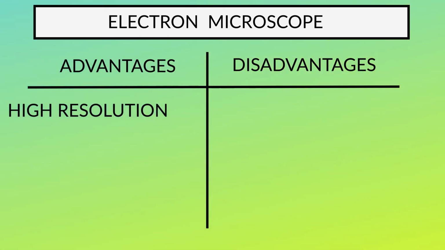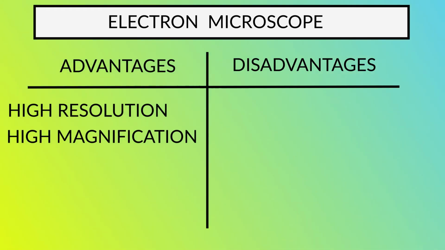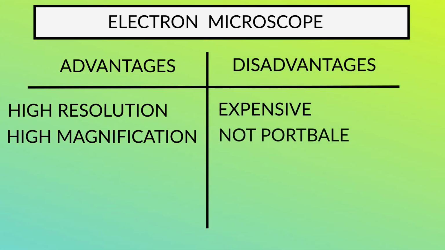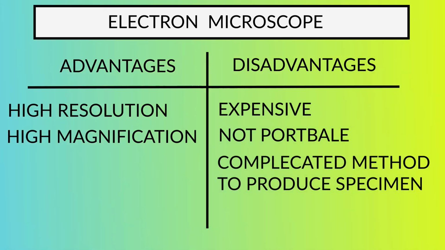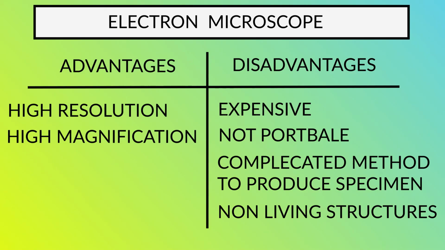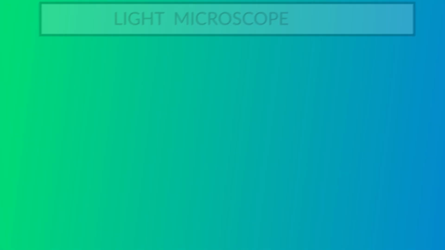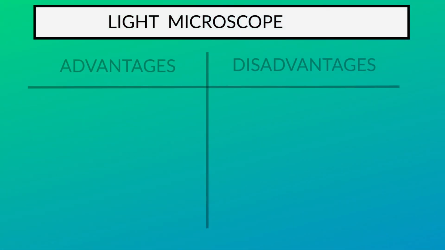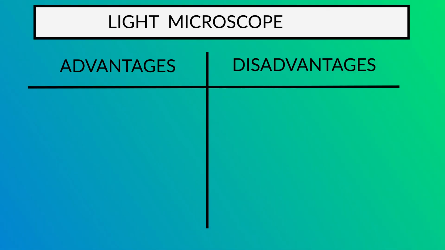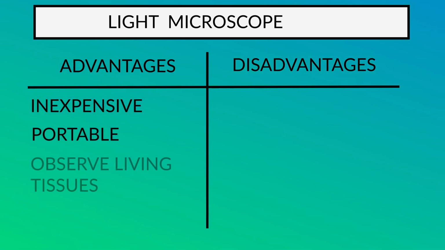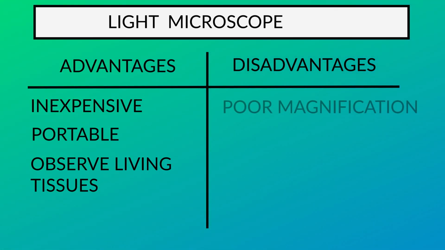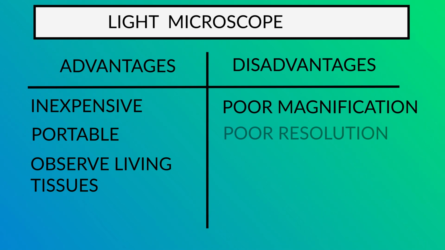It has a high resolution and a high magnification. However, they are expensive, not portable, it is a complicated method to produce a specimen, and you can only observe non-living structures. The advantages and disadvantages of a light microscope are as follows. They are cheap, portable, and can be used to view living tissues easily. However, their magnification and resolution is limited.